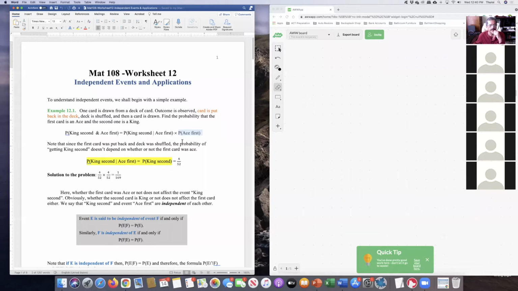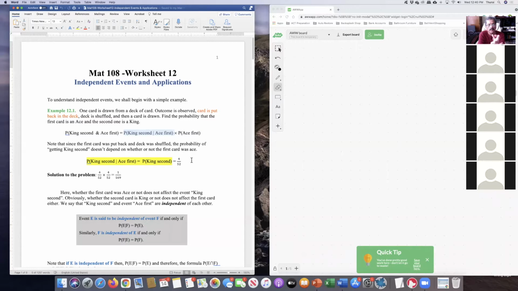Nothing wrong with that. We can still use that. But the only difference is that the probability that the second is king given ace first is the same as just the probability of king. Why? Because whether the first card was an ace or not, you have put it back. So if you put it back, then what the first card was doesn't matter for the second card, right? It doesn't affect what happens to the second card.